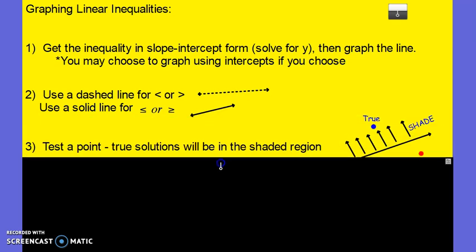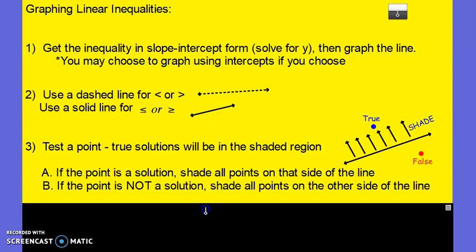Once we've got our line, then comes the big part. Then comes, where do we shade? Any point that is a true statement but not on the line means that it's on sort of the true side of the line. So any point that's true, we're going to shade toward, and any point that's false, we technically would shade away. So it's not a bad thing to plug a point in and have it come up false. That just tells you that everything on that side of the line is technically false.